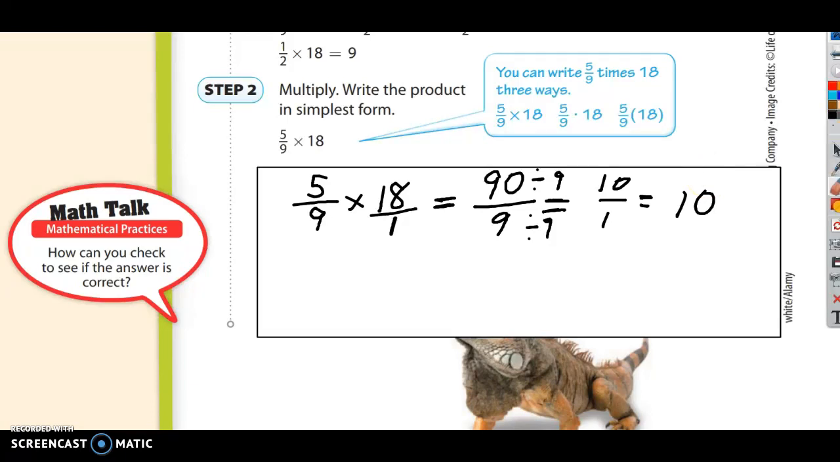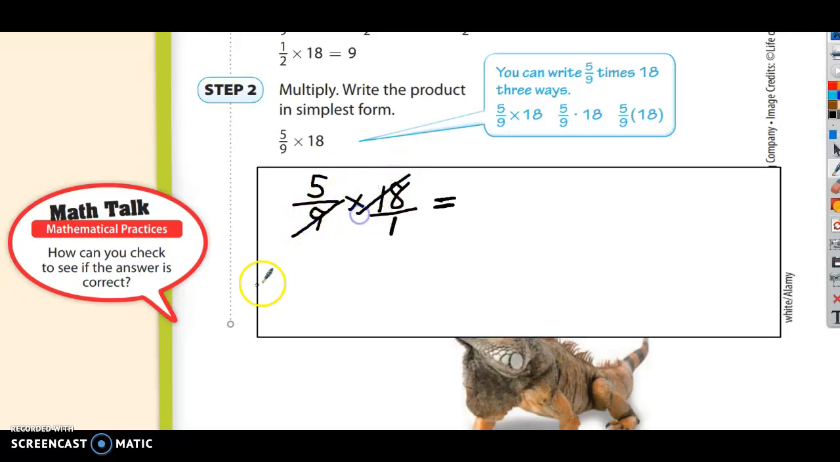I want to show you what I could have done instead. Go ahead and erase this right here. 10's the answer, I'm not saying it's not, but one thing you could have done was simplify at the beginning. Do you remember how I showed you that you can look diagonally? 5 and 1 don't share a factor, but 9 and 18 do. 9 and 18 simplify. 9 can go into itself once, and 9 can go into 18 twice. And look at how easy that is. If you simplify diagonally, that makes that problem super easy. 5 times 2 is 10. Over 1 times 1 is 1. The answer, 10 over 1, is 10. 10 students have pets.